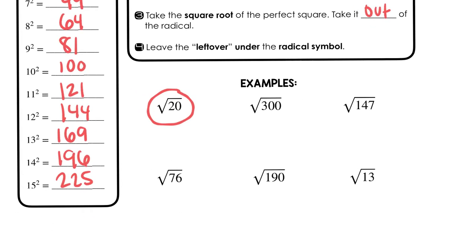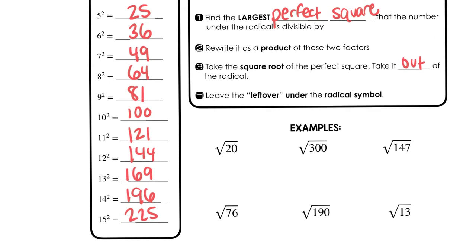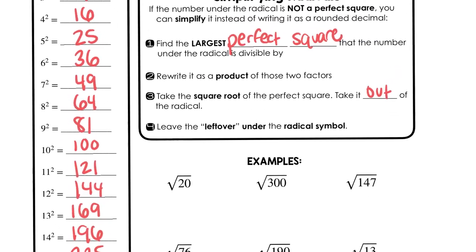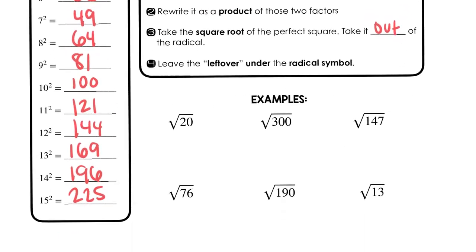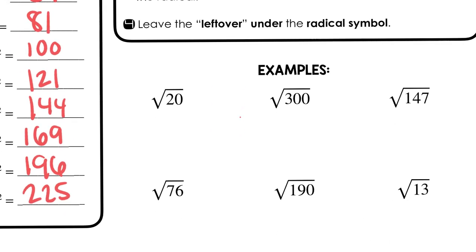So square root 20, for example, is our first one. You're looking at your list of perfect squares. You're trying to find the biggest one that goes into 20. It turns out that 20 is divisible by 4. So we'll use 4. We're going to change square root 20 to square root 4, square root 5. The square root of 4 is 2. So it's 2 root 5.